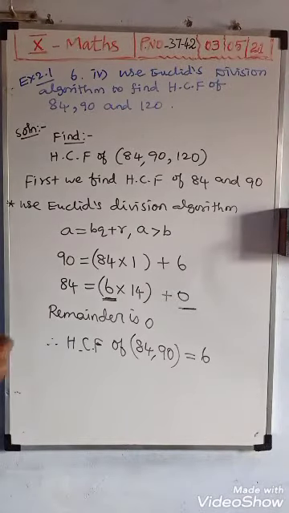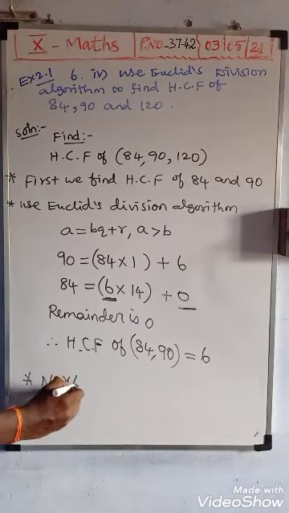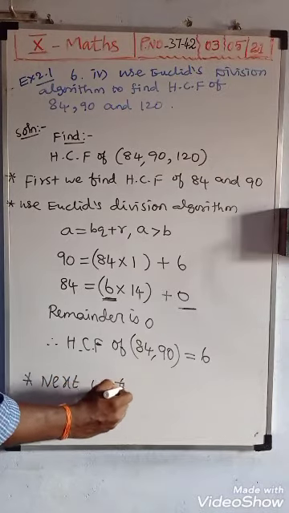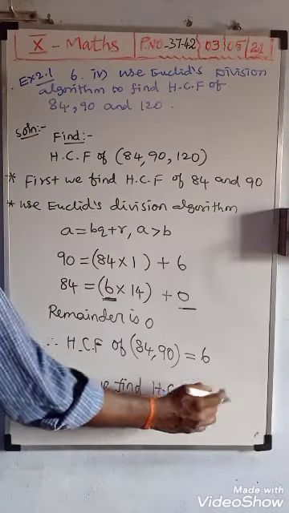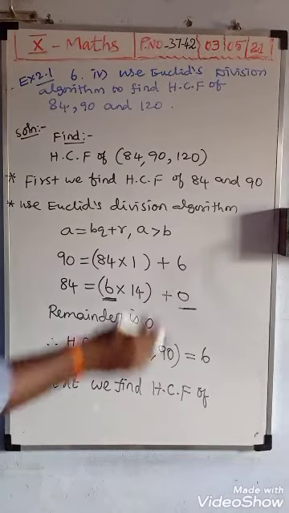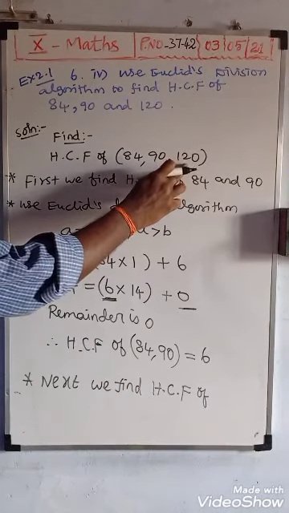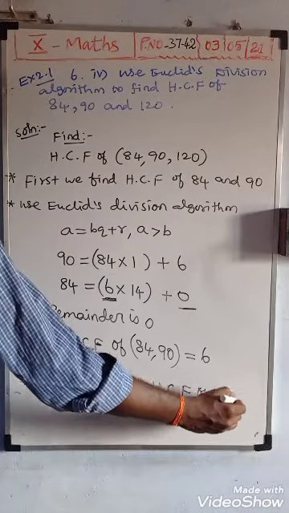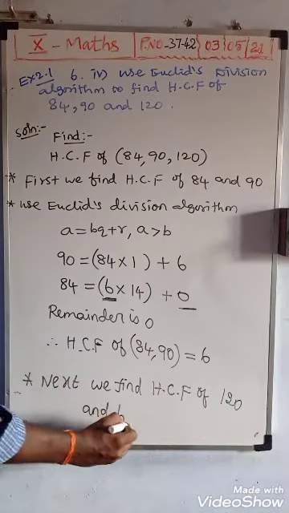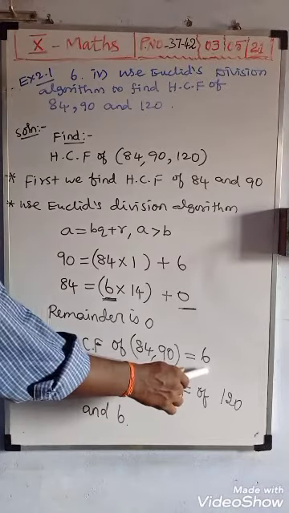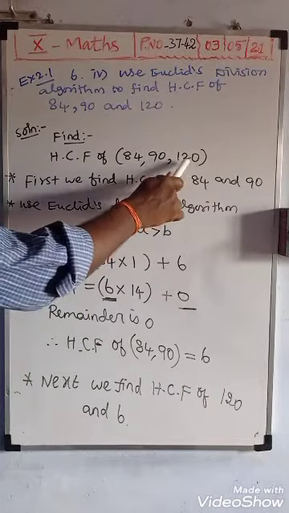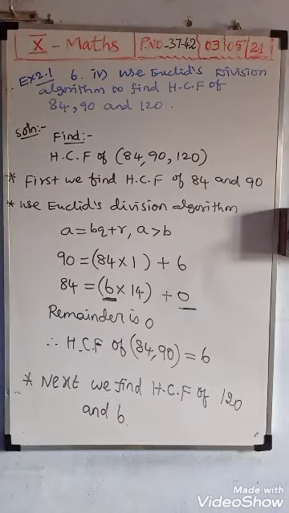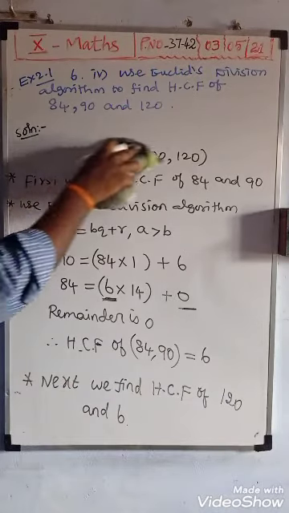Okay, next we find the HCF of what answer you received. One more number is there. What is that? 120. So the HCF of 120 and 6. Because we received the HCF as 6, this number and the one more number, 120, you should compare and find the HCF.